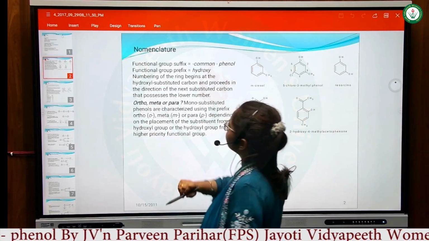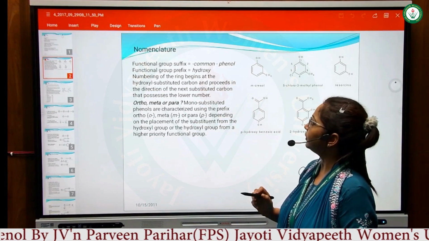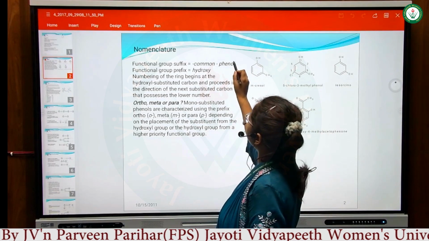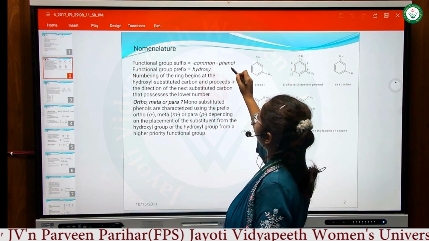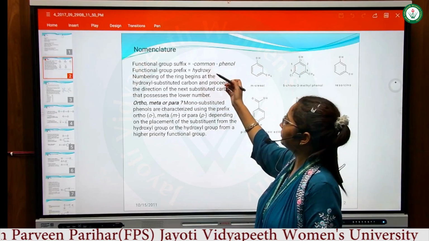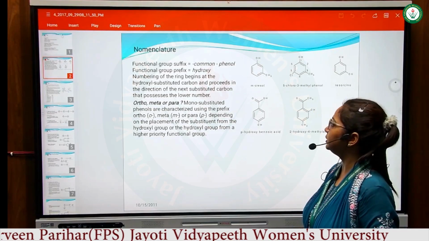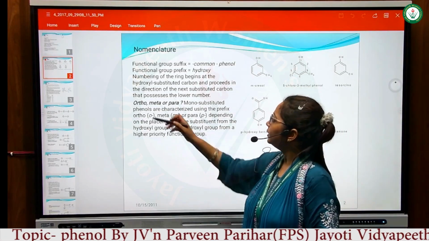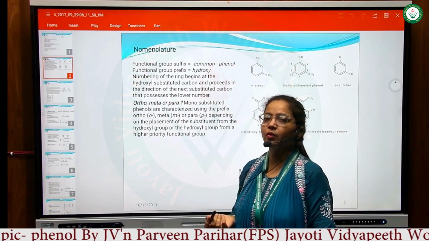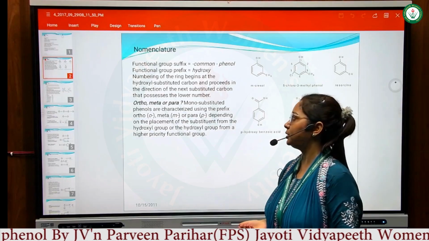So let's start with the nomenclature of phenol. In the phenol functional group, the suffix we commonly add is phenol, and if we use phenol as a prefix, then we use hydroxy. The numbering of the ring begins at the hydroxy substituted carbon and proceeds in the direction of the next substituted carbon that possesses the lower number. So in this way we start the nomenclature of phenols.